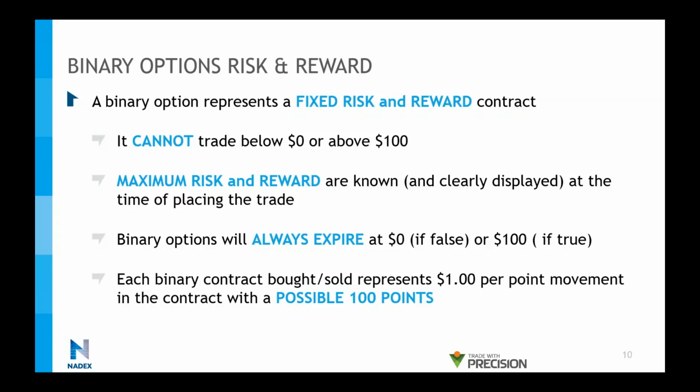If you compare that with other trading vehicles, futures, options, stocks, forex, whatever, you always have that risk that the market will just move big time. And yes, you plan for a loss of maybe 100 bucks, but in the end, the market moves so fast, you have a loss of 500. Can't happen here with those Nadex contracts once you position size correctly and pay attention to your maximum risk. Each binary contract bought and sold represents $1 per point movement in the contract with a possible 100 points.